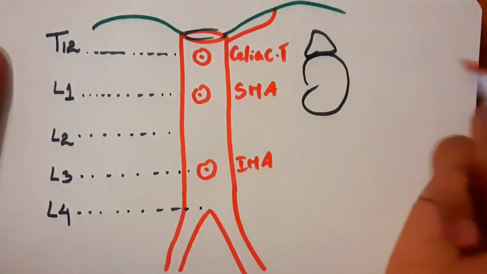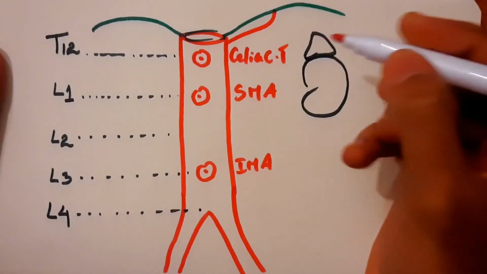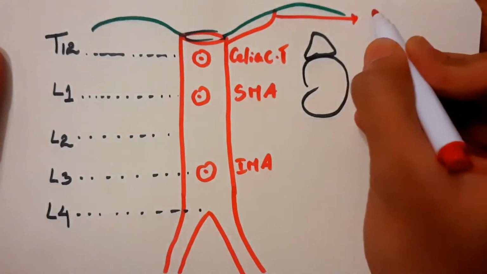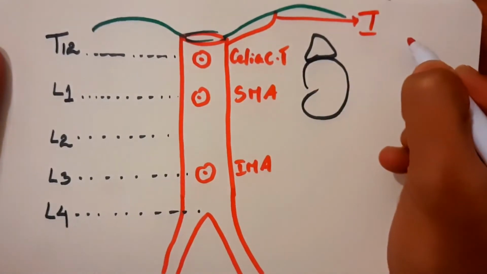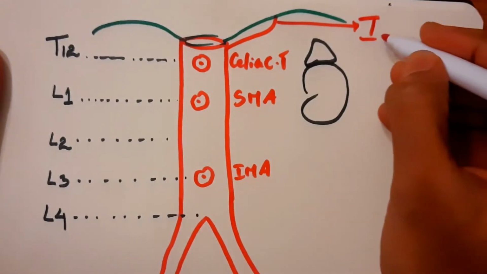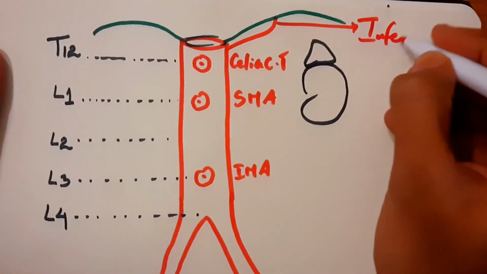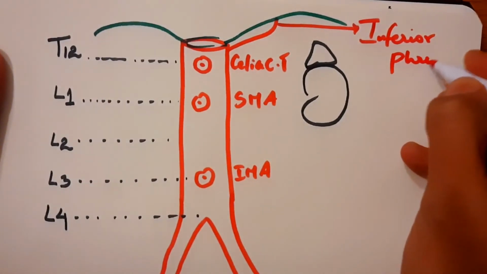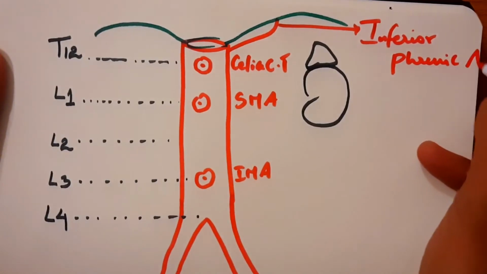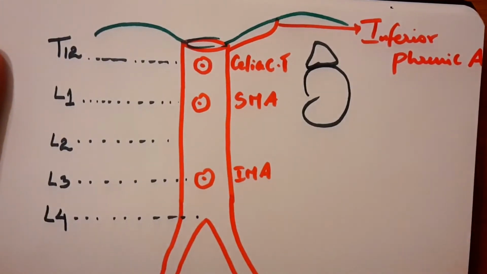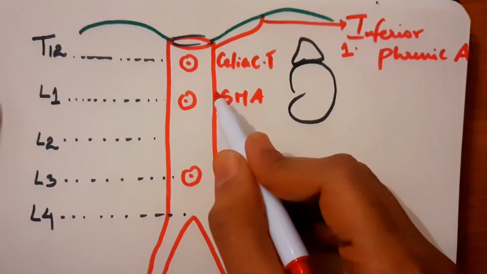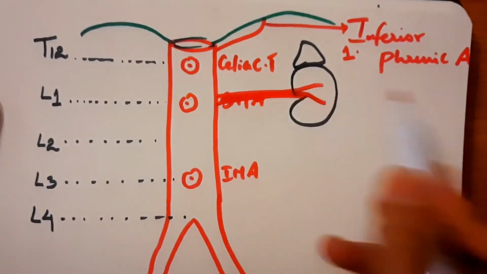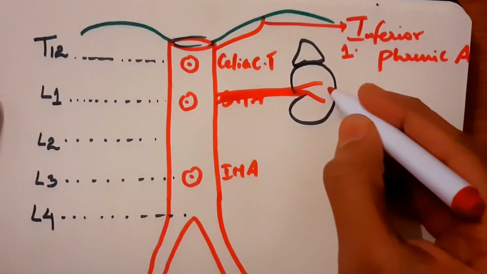The first and foremost branch from the abdominal aorta is inferior phrenic artery, which supplies the inferior surface of the diaphragm. So this is the first branch of the abdominal aorta. The superior surface of the diaphragm is supplied by superior phrenic artery, and that's the last branch from the thoracic aorta. So the first lateral branch from the abdominal aorta is inferior phrenic artery. And the second lateral branch from the abdominal aorta which supplies the kidney is renal artery.